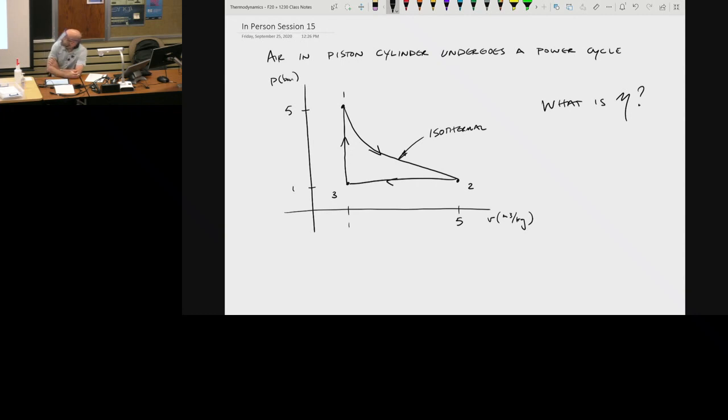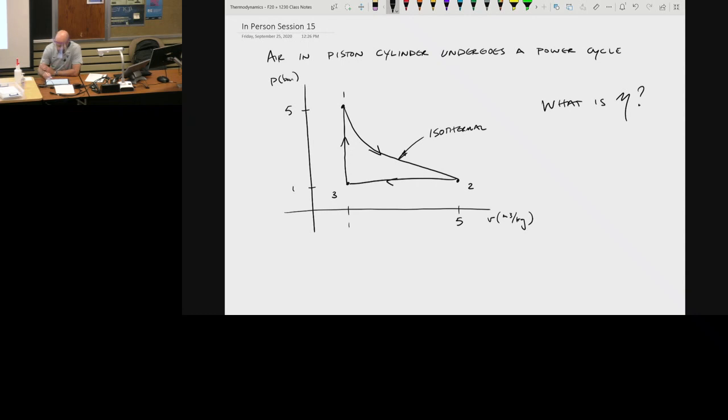Air in a piston cylinder undergoes a power cycle. We're given a graph, which gives us some state data. We're asked, what is the efficiency? So as we get going further and further here, we're getting less and less, it seems like. But we can figure everything out we need from this information. That's kind of where we need to make sure we can take the clues that are given to us in the problem statement and decipher those clues.